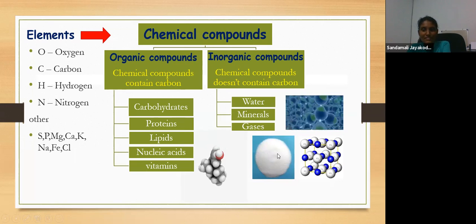So there are some other minerals like sodium chloride. It's a compound which contains sodium and chlorine ions. You can see here blue and white color. This lattice is the sodium chloride lattice. So it's a mineral. There are minerals we are taking as a compound, sodium chloride.